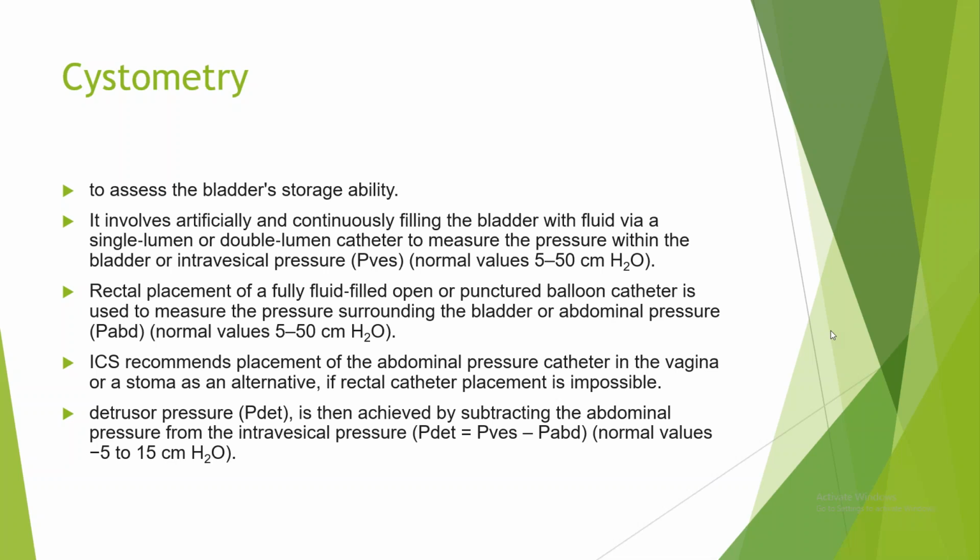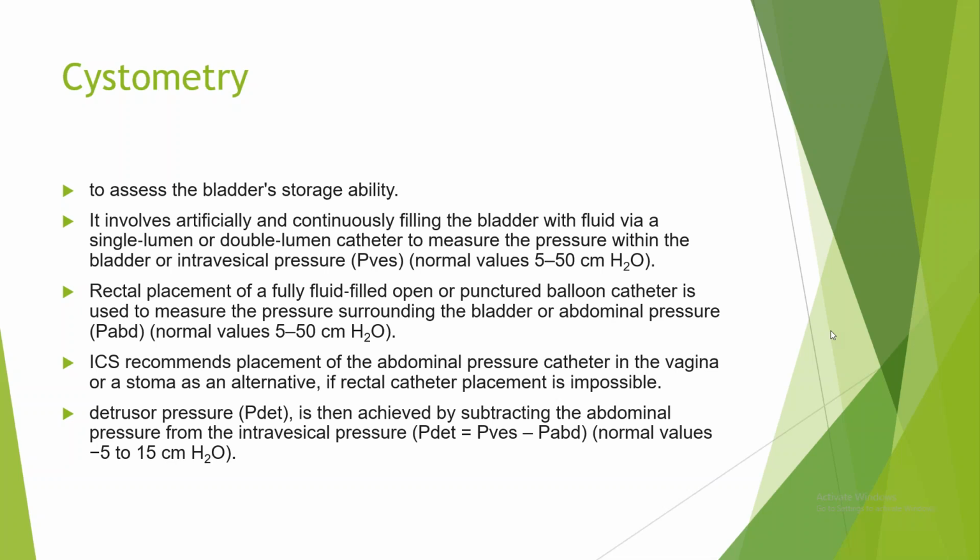Now, ICS recommends that the rectal catheter should be primarily used for abdominal pressure measurement. If it is not at all possible to insert the rectal catheter, then you can insert it either in the vagina or in an open stoma, like a colostomy on the patient. But primarily, the rectal catheter should be used to assess the abdominal pressure.